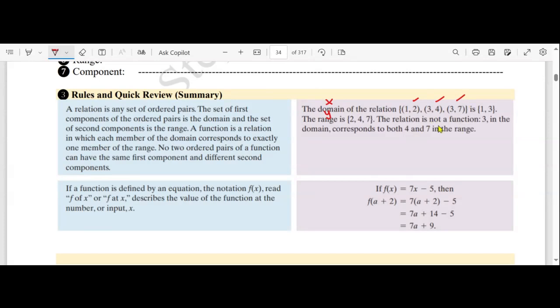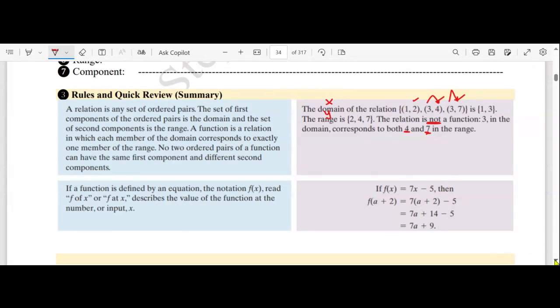The relation is not a function. 3 in the domain corresponds to both 4 and 7. That's why it's not a function. If 3 gives you 4, and then you come back and find 3 gives you 7, that means it's not a function, because to be a function it has to be one input, one output.